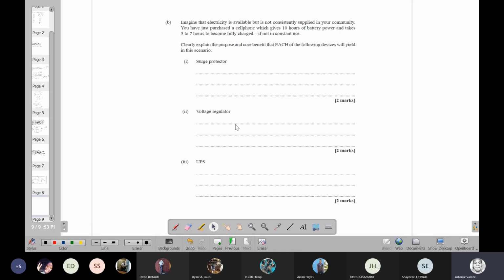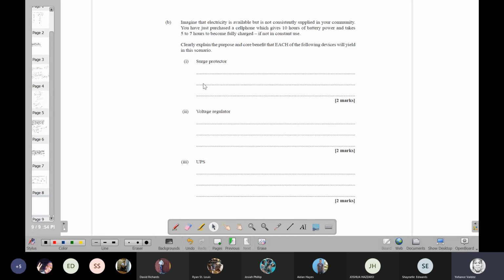So surge protector, voltage regulator, UPS. How can a surge protector protect us in this scenario? You just talk it through. I'm not going to write the answers. Nobody's answering me. It protects against voltage spikes. All right, so surge protectors protect against spikes in the electrical supply.